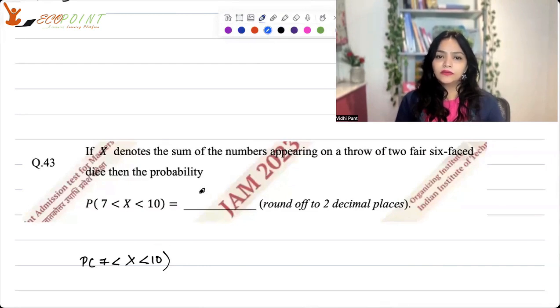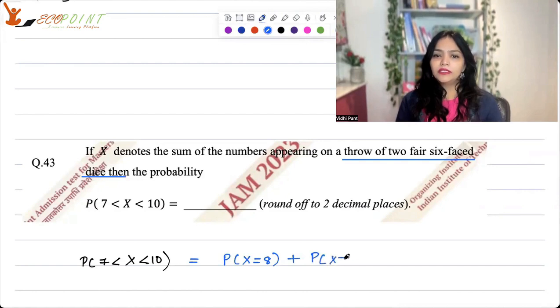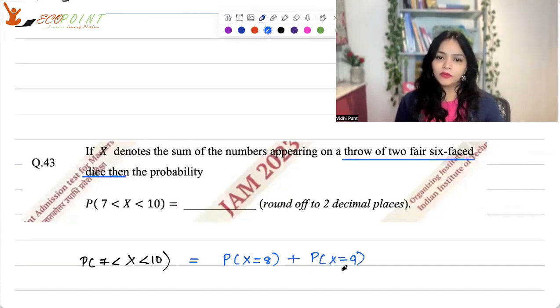In the question, we are given basically 2 fair dice and we are throwing them. Then X is the sum of the numbers that you see on the dice. Okay, so the numbers strictly between 7 and 10 are 8 and 9. So we just need the sum of probability X is 8 plus probability X is 9.